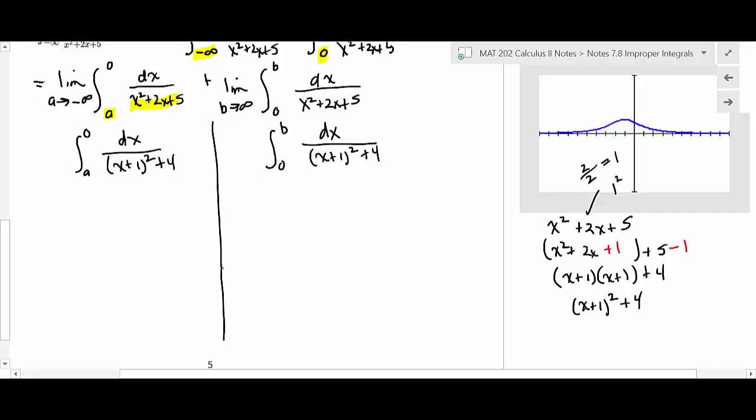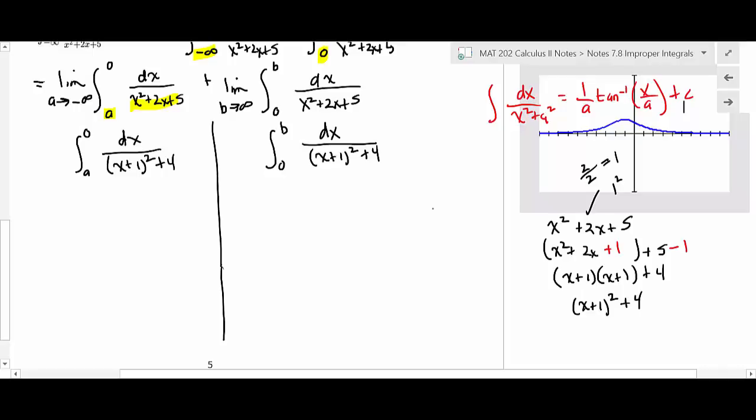So the formula that we learned goes like this, and I'll write the formula over here. We learned the integral of dx over x squared plus a squared. That's the one that went like this: 1 over a inverse tangent of x over a, plus c. So that's what we learned. That has that same kind of structure, right?